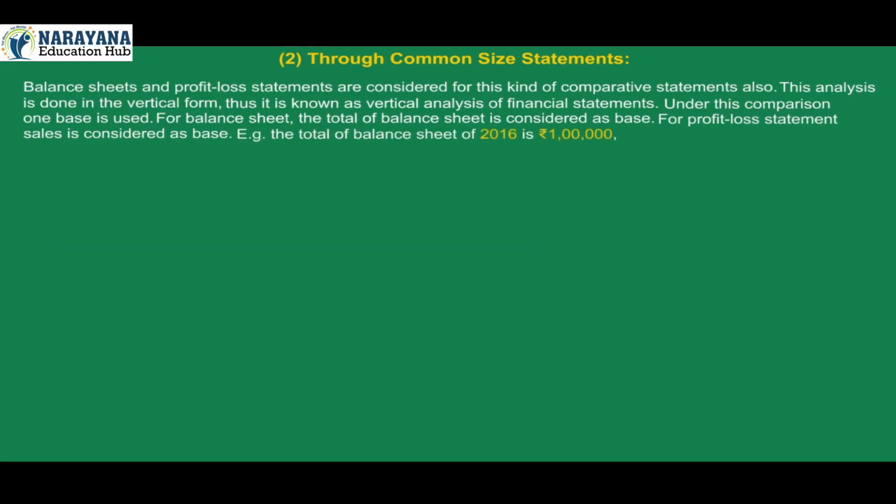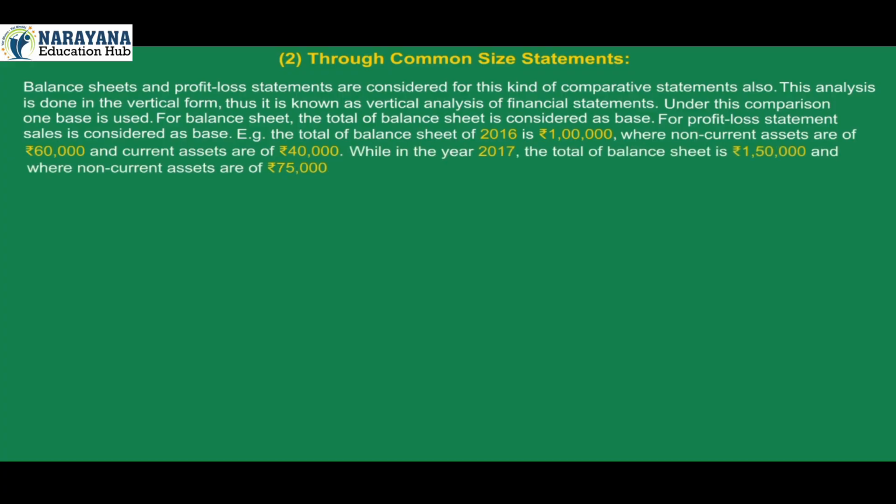Example, the total of the balance sheet of 2016 is rupees 1 lakh, where non-current assets are rupees 60,000 and current assets are rupees 40,000. While in the year 2017, the total of the balance sheet is rupees 1,50,000, where non-current assets are rupees 75,000 and current assets are rupees 75,000. Its analysis and interpretation is as follows.